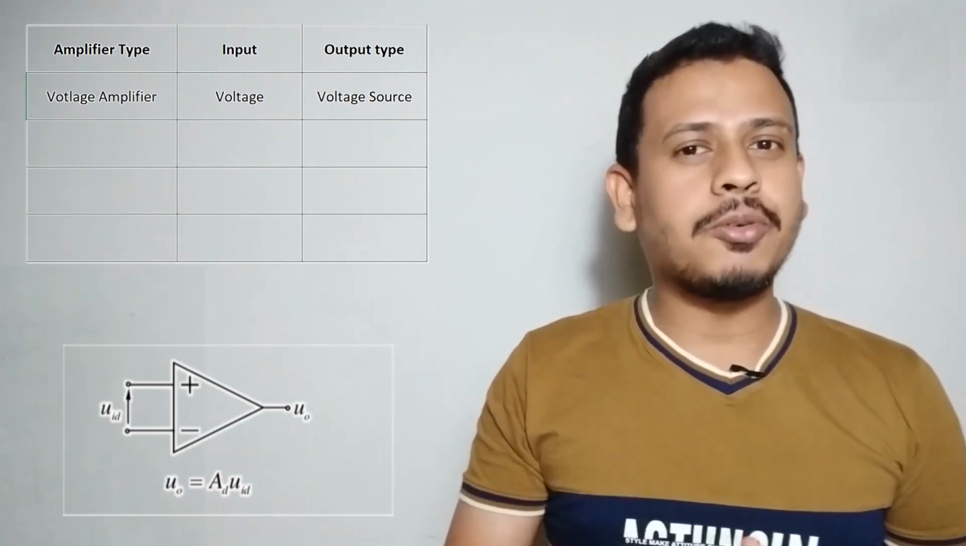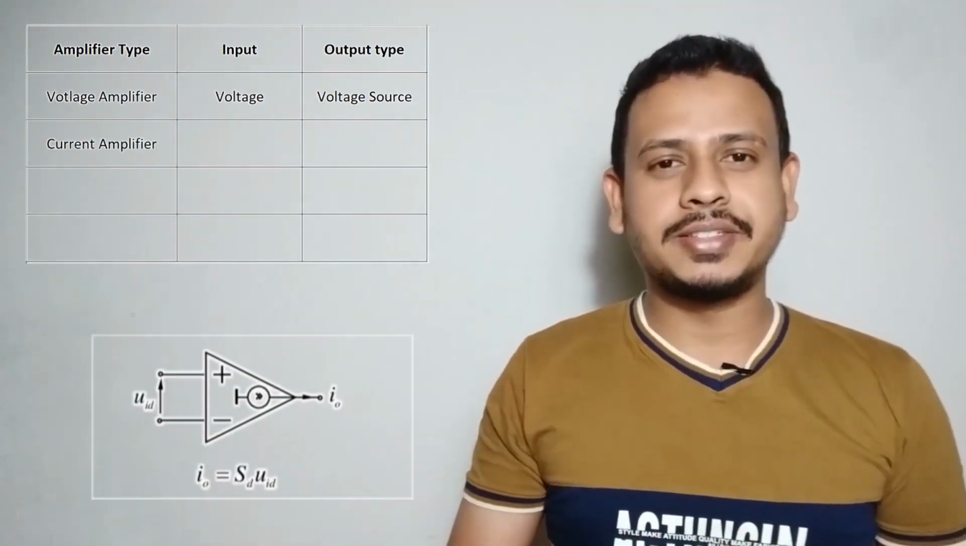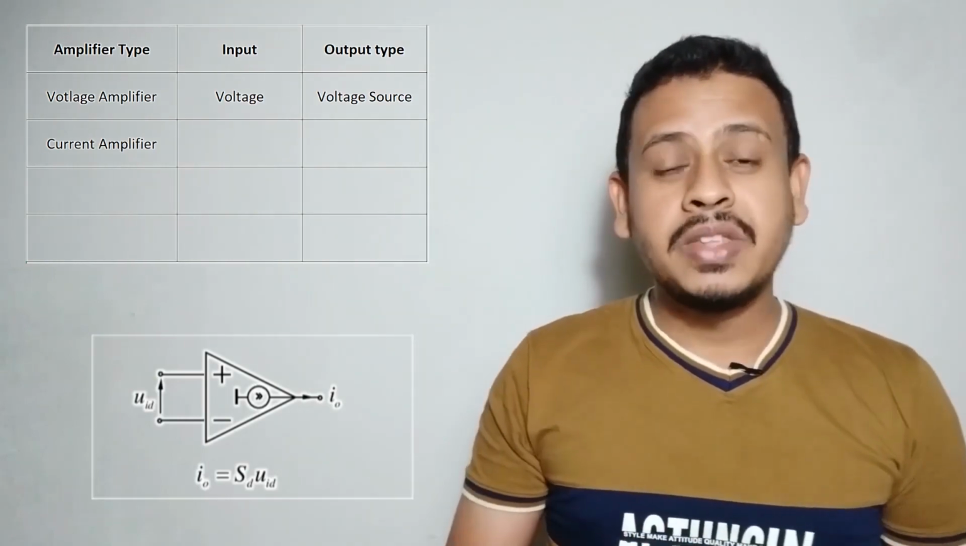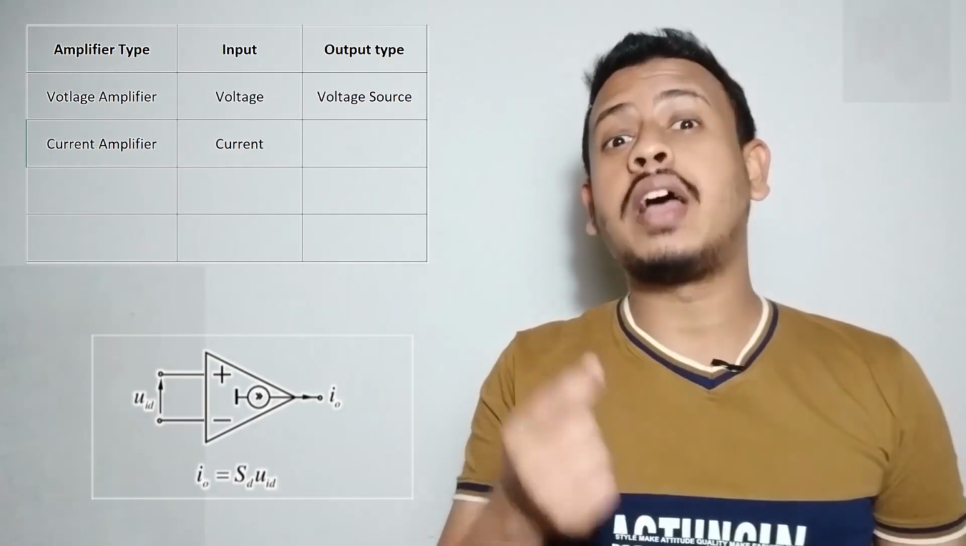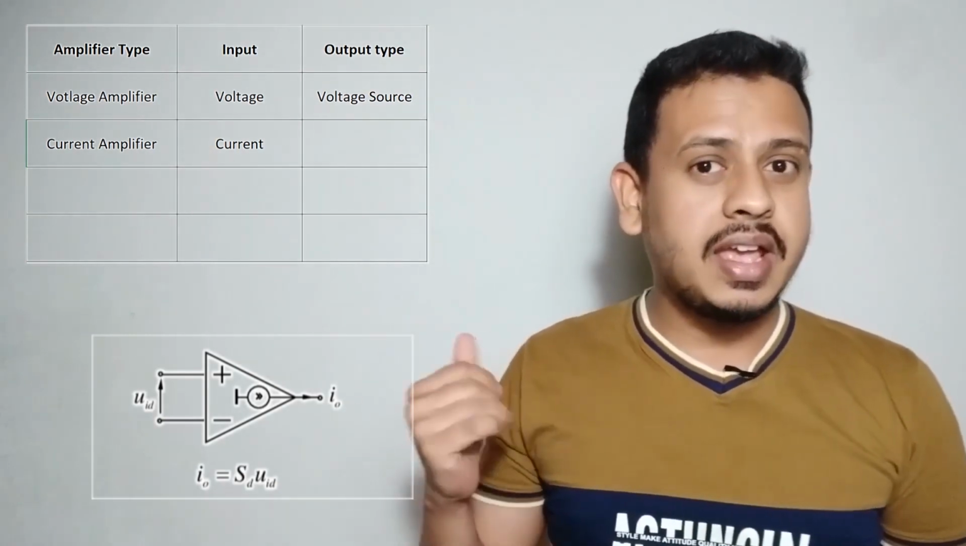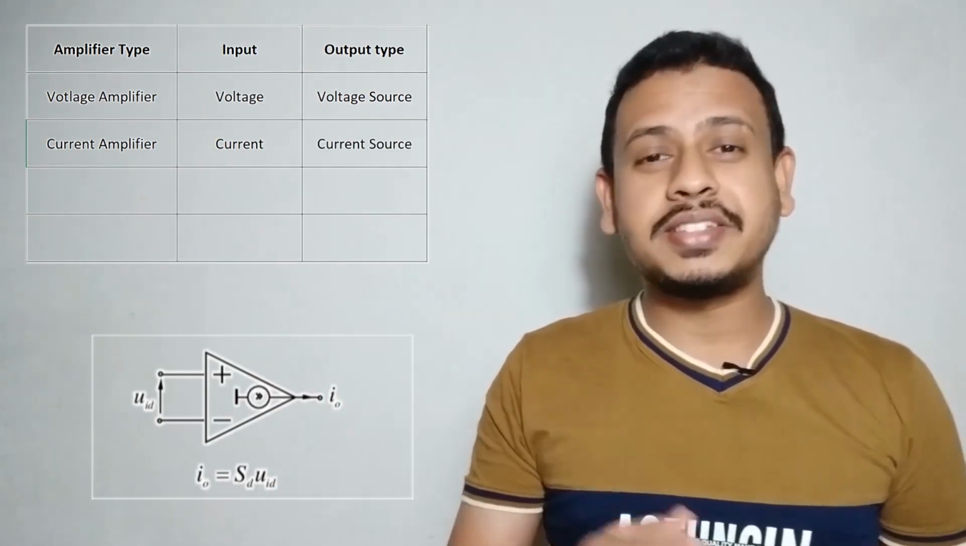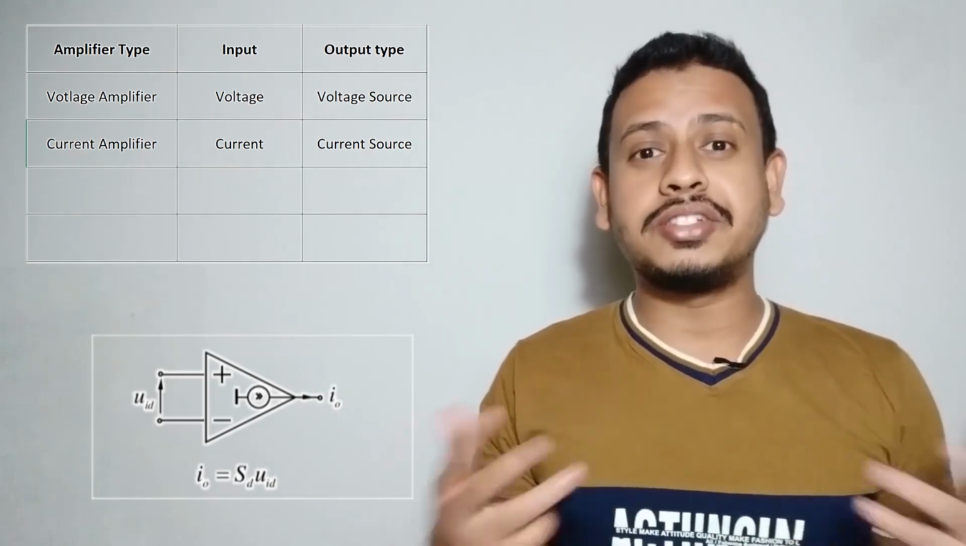Here comes the second type of amplifier called current amplifiers. This current amplifier senses the amount of current passing through the input pins of the amplifier and generates an output current. The output of this type of amplifier can be modeled as a current source.